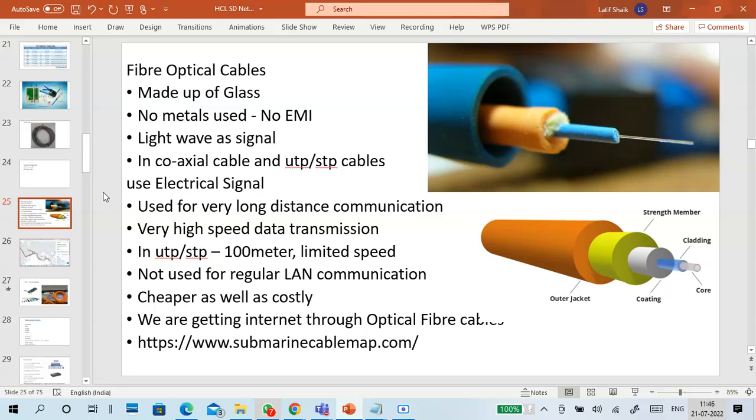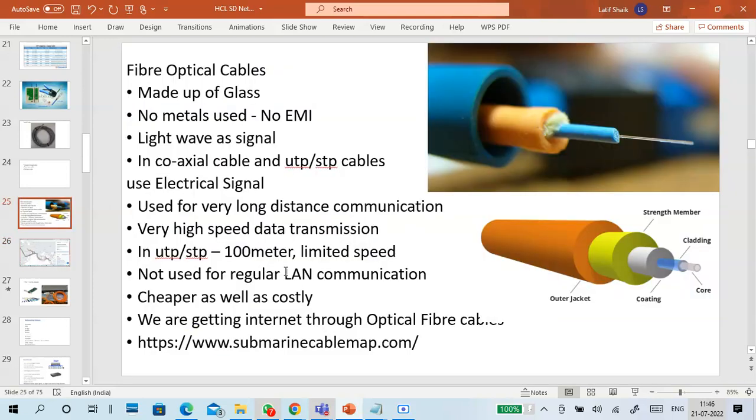Think of the sun, which is so many kilometers away, thousands or millions of kilometers, and we are still getting light from the sun. So the light travels from there to here, right? Similarly, through the glass, this light is traveling. Compared to an electrical signal, this light travels a very long distance, with very little or no attenuation, no electromagnetic interference, and no crosstalk.